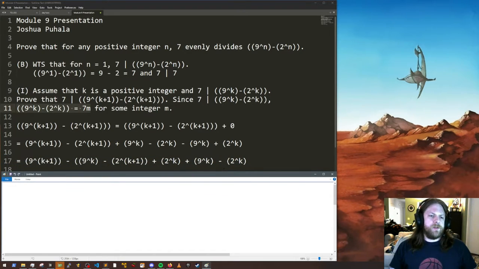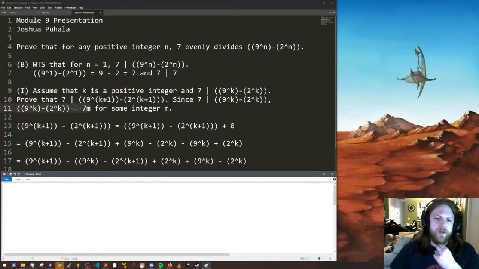This step here just shows rearranging the terms that we already have here to group 9 to the k plus 1 minus 9 to the kth power, the 2, and then importantly we leave these last two here, 9 to the kth power minus 2 to the kth power, because that is our inductive hypothesis.